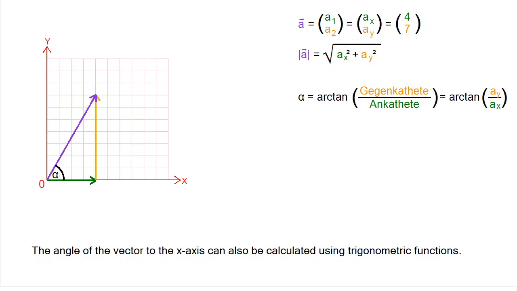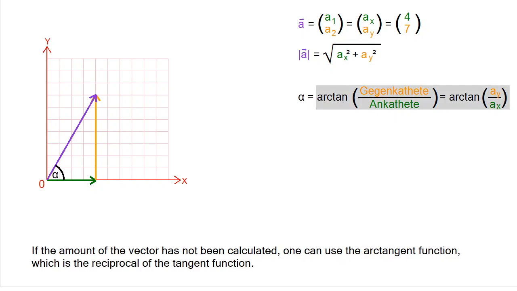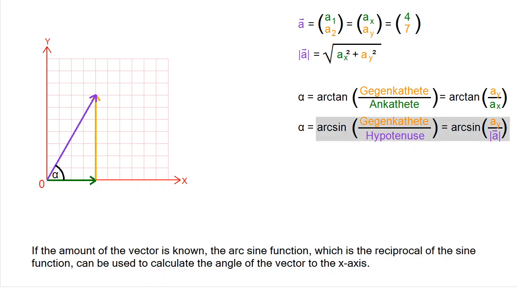The angle of the vector to the x-axis can also be calculated by using trigonometric functions. If the amount of the vector has not been calculated, one can use the arctangent function, which is the reciprocal of the tangent function. If the amount of the vector is known, the arcsine function, which is the reciprocal of the sine function, can be used to calculate the angle of the vector to the x-axis.